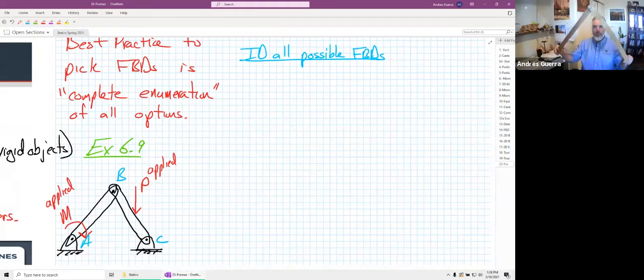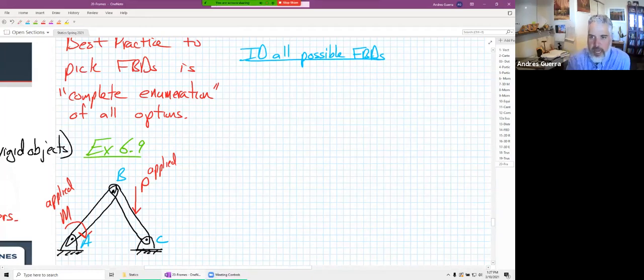And so if we think about all of our possible FBDs, well, we can do an FBD of the whole thing. And that would basically mean just pulling out the pin down here and pulling out the pin over here, but leaving the pin up here intact. We could do an FBD of this member just all by itself. So separate it out and we can do that FBD. And then we separate that one off and we'll do an FBD of that one. So we have two members, we have two rigid objects in this, but we have three possible FBDs.